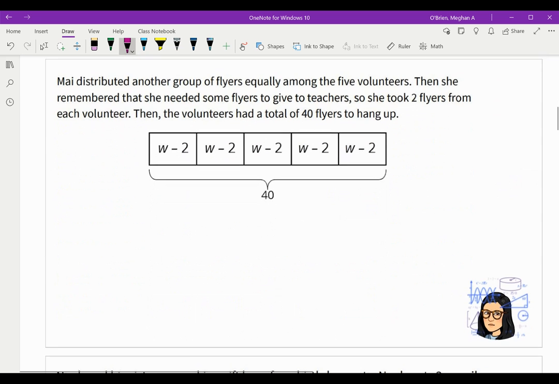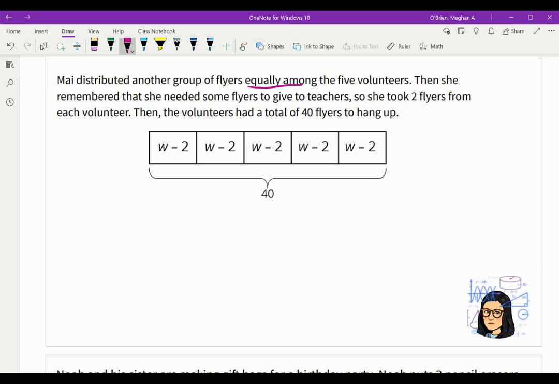It says May distributed another group of flyers equally among the 5 volunteers. So this time, all 5 people got the same amount. Then she remembered she needed some flyers to give to teachers, so she took 2 flyers from each of those volunteers. Then the volunteers had a total of 40. Notice the total of the tape diagram is 40. What we don't know, or what the variable represents, is how much each of those volunteers got, right? But what we do know is she took 2 flyers away. That's represented with this -2 idea.